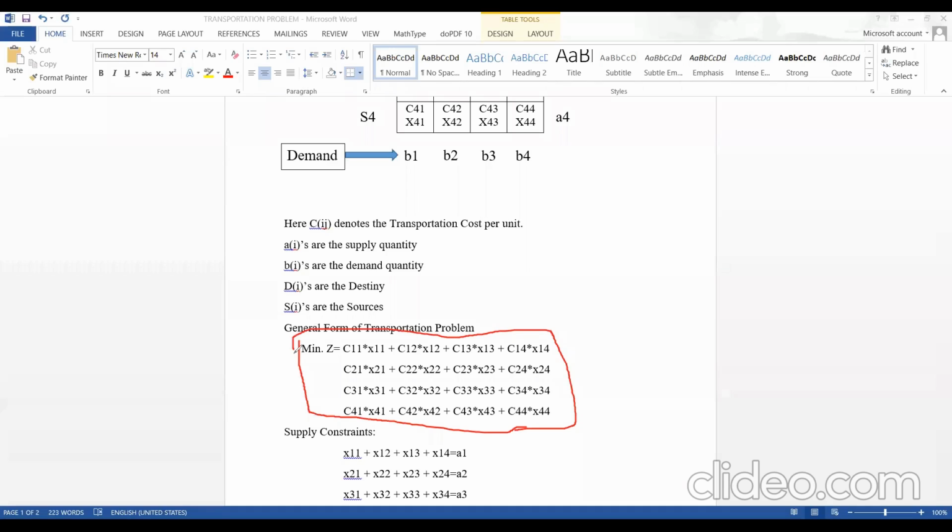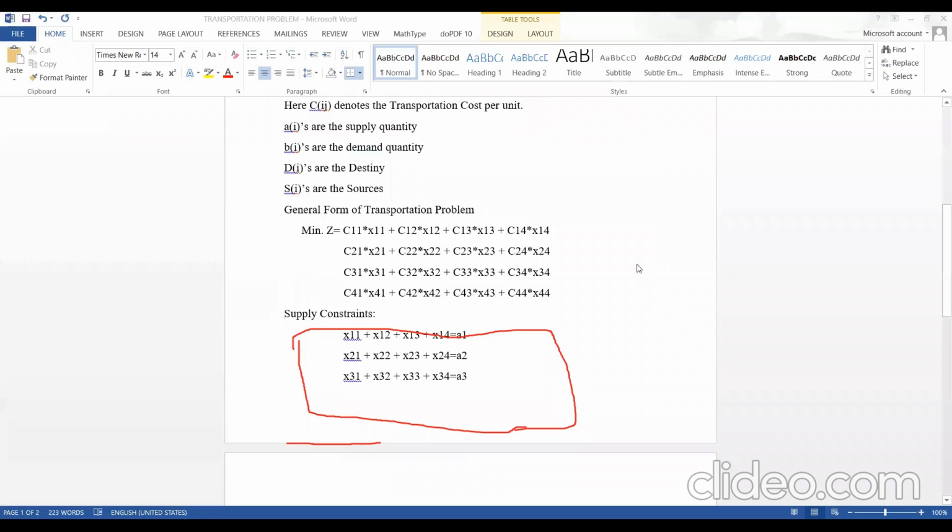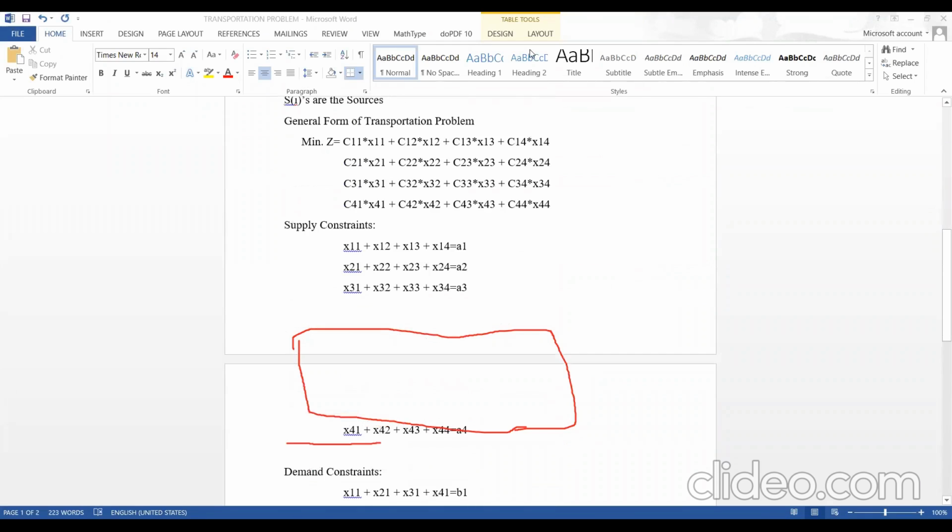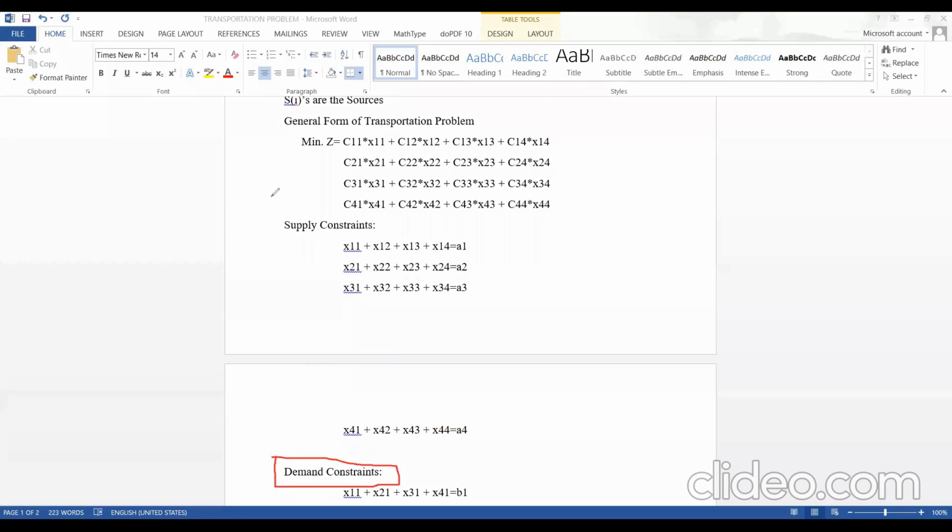Then, if you see the LPP model, first is the objective function, then some constraints will come, no? So in a transportation problem, two types of constraints will come. One is called the supply constraint, and the other one is the demand constraint. There are two kinds of constraints, supply constraints and demand constraints.